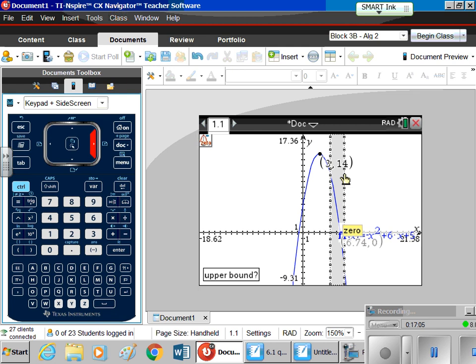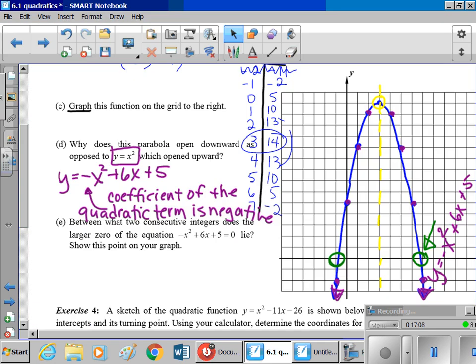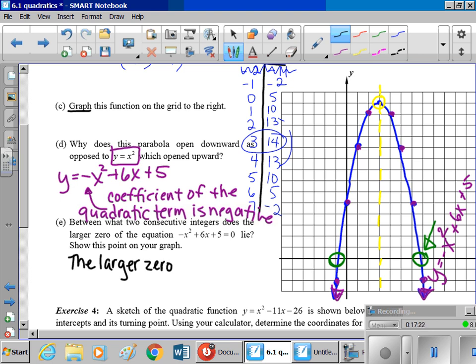So when it asks here between what two consecutive integers, make sure you use complete sentences: the larger zero is between 6 and 7. Remember what the word consecutive means. It means two numbers that are right next to each other on the number line. 5 and 6, 0 and 1, -2 and -3. All right, those are all consecutive integers.